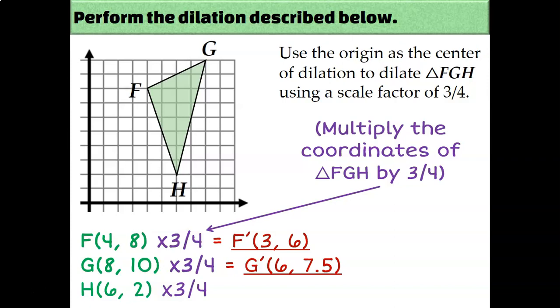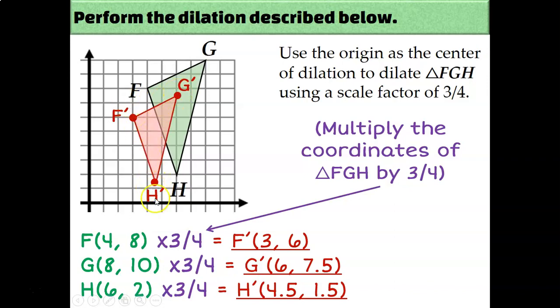And same thing with our last coordinates for H prime. 6 times 3/4 is 4.5, and 2 times 3/4 is 1.5. So when I graph these points, you'll notice that G prime is halfway in between 7 and 8, and H prime is halfway in between 4 and 5, and halfway in between 1 and 2, so it's like floating in the middle of a square. And that's totally fine. That's where it's supposed to be to make this 3/4 dilation.